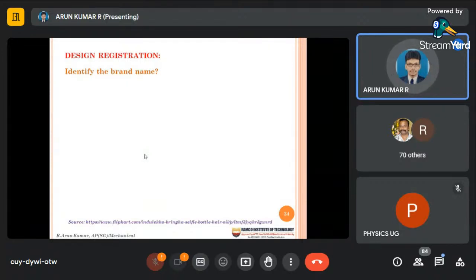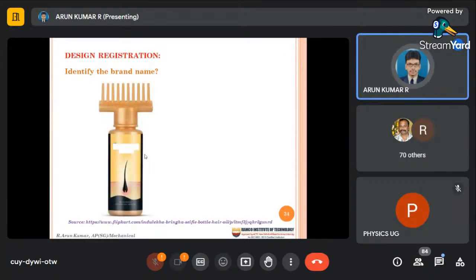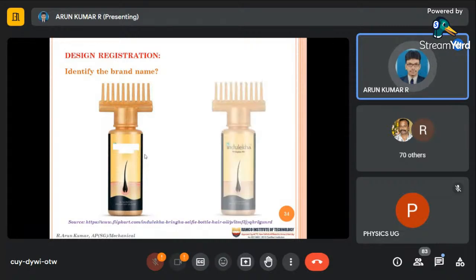Now, again, just identify the brand name. See, nowhere have I specified the brand name. I have removed the brand name from this image. But still, all of us, or most of us, will be able to identify that this bottle belongs to the brand Indulekha. How are we able to identify it? Because of the color of the bottle, and because the bottle has a cap with a comb-like structure, we automatically recognize that it belongs to the brand called Indulekha.